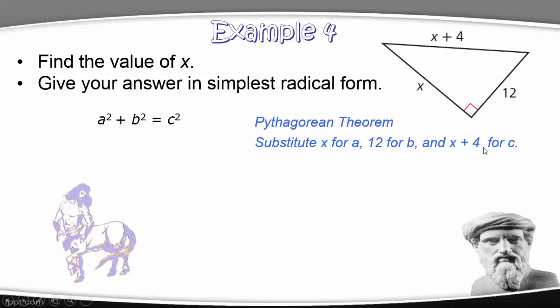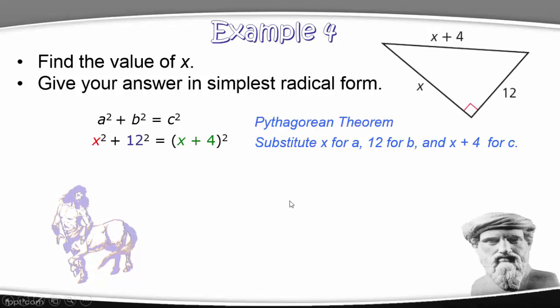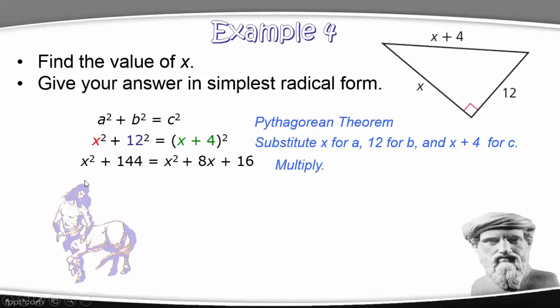We want to solve for x so that we can figure out what this side is and this side is. So here we do it, and of course we want to expand this. x squared and 12 squared is 144, and then x plus 4 times x plus 4 gives x squared plus 8x plus 16. Now we want to combine in order to solve for x. It turns out these x squareds are going to cancel out.